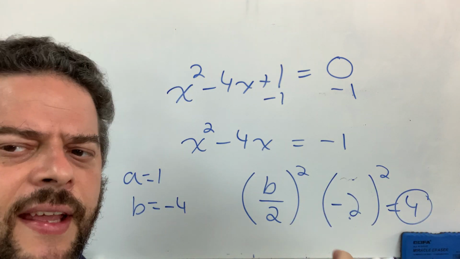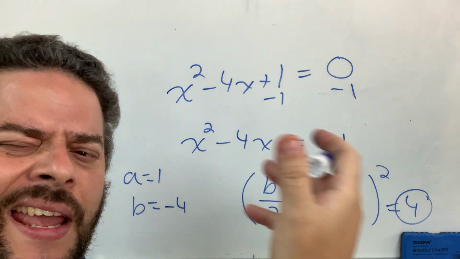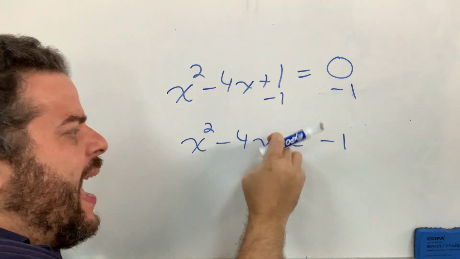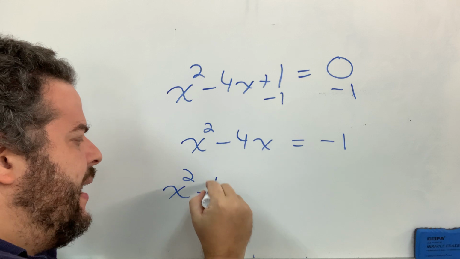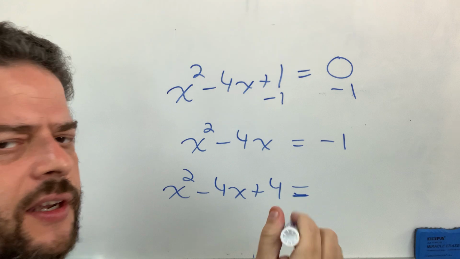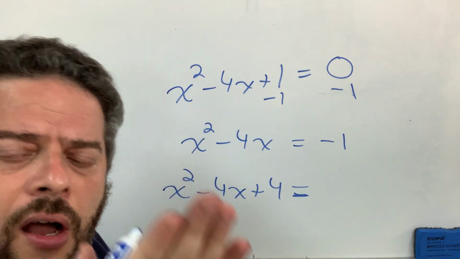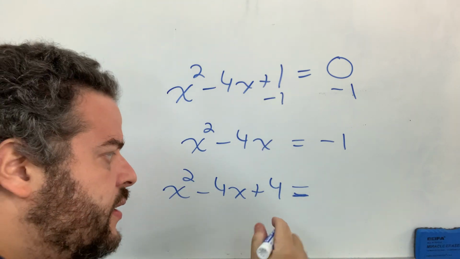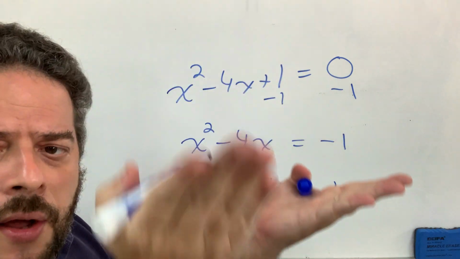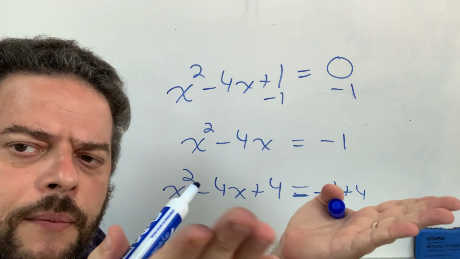Now that 4 is the number you have to add to both sides in order for you to be able to complete the square. Now let's see what's going to happen. I'm going to add 4 to this side. But since this is an equality, think of it like a balance or a scale. If I add 4 on one side, I have to add 4 on the other side in order for the equality to be maintained. And this is what we did here. I took 1 away from one side, I'm going to take 1 away from the other side in order for it to be balanced.